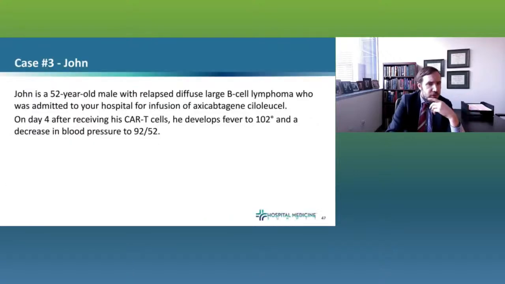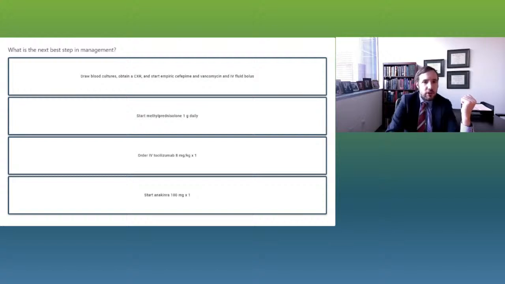All right, John, 52-year-old man. He has a history of relapsed diffuse large B-cell lymphoma. He's admitted to the hospital to get CAR T therapy with axicabtagene ciloleucel. On day 4 after receiving his CAR T cells, he develops a fever up to 102 and a decrease in the blood pressure to 92/52. What are we going to do next?